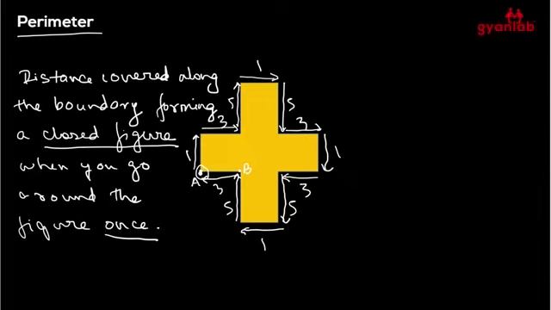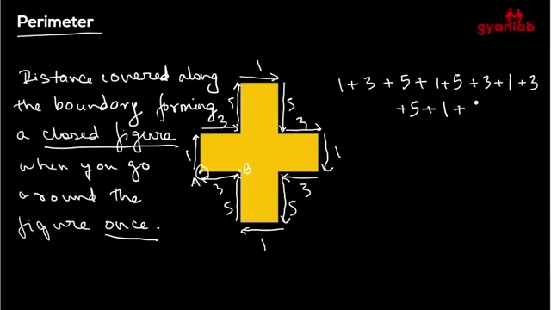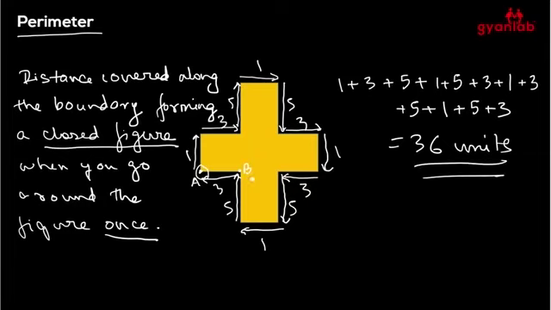We will start from A and we can say our first value here is 1. Then we have 3, then 5, then this 1 and this 5. Then we get to the 3 plus 1, then again plus 3 plus 5 plus 1 plus 5, this 5 here, and the last is 3, which is equal to 36. So 36 units is the perimeter of this plus-shaped figure.